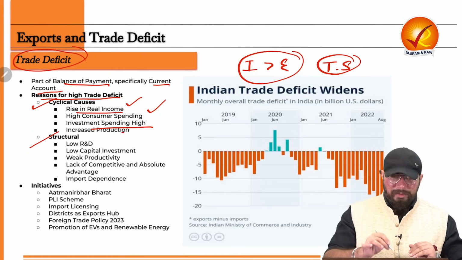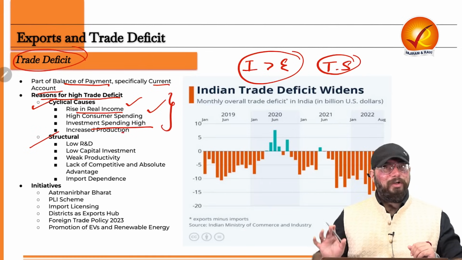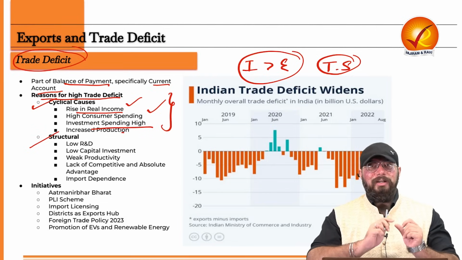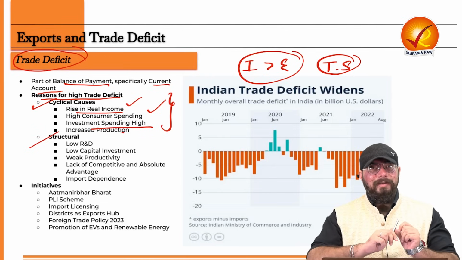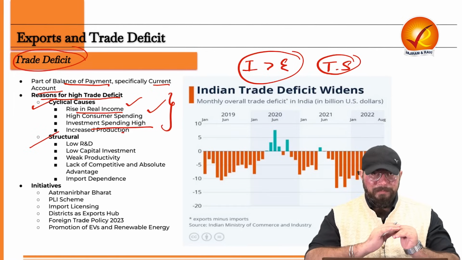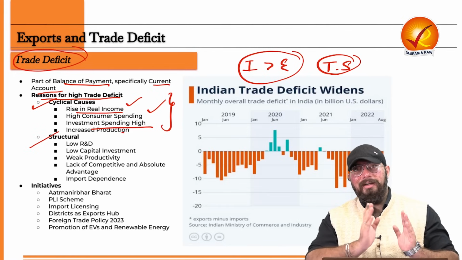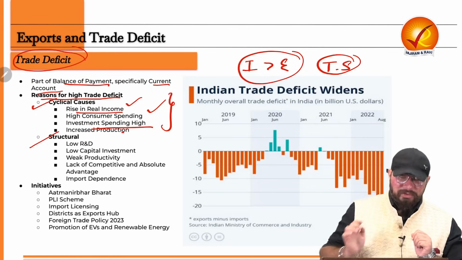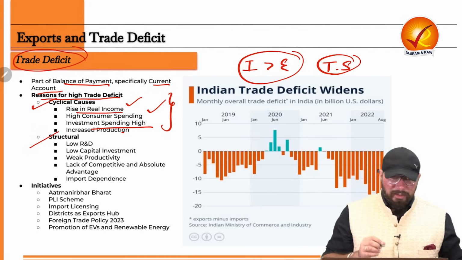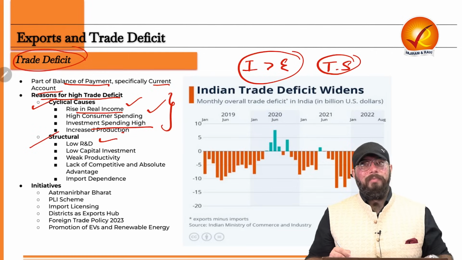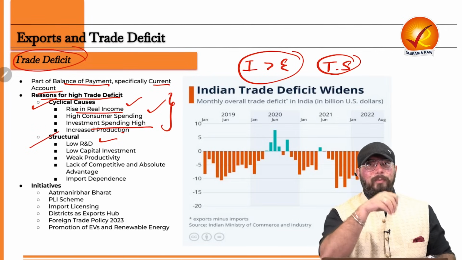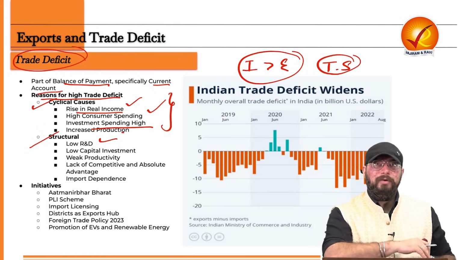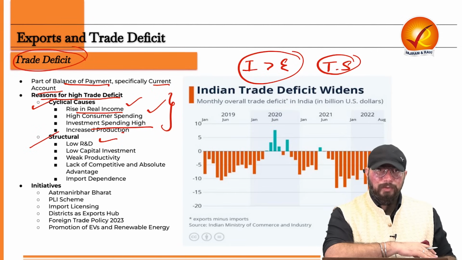Increased production, again all of these points are related to an increase in the level of economic activity. So if there is an increase in the level of economic activity, economic growth, economic development, essentially we will see that we are importing more and more products. That is, our imports then will be greater than the exports, which is why there will be a trade deficit, right? Now, coming to the structural causes, what are the various structural causes? First is lower research and development. Now, lower R&D means what? That is, we are not able to produce certain kinds of goods which require heavy research and development in our country. That is why we have to depend on other countries for our imports, right?